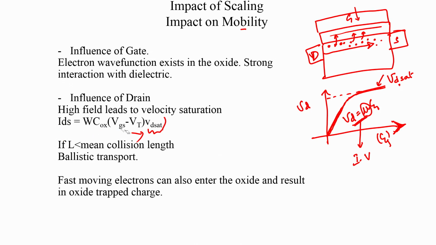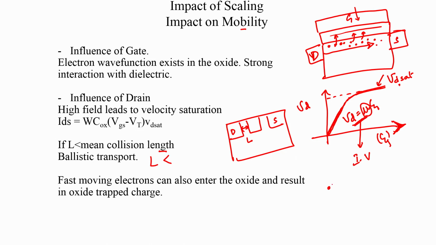Now, if the channel length is reduced to such an extent, so if you take your drain and source terminals and you start bringing them closer and closer, so you reduce L to such an extent that L becomes smaller than the mean collision length of the carriers, then we enter into a very different physics of operation. So, what we are saying is that normally when you keep an electron in vacuum, it experiences a force and therefore it accelerates.